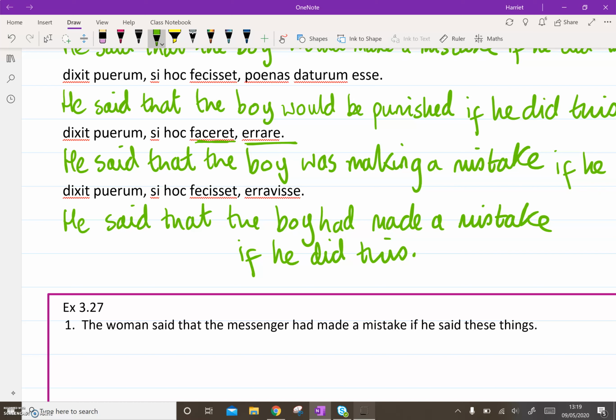the boy has already done something before the rest of the action. And it needs to be pluperfect subjunctive because dixit makes the whole thing historic.